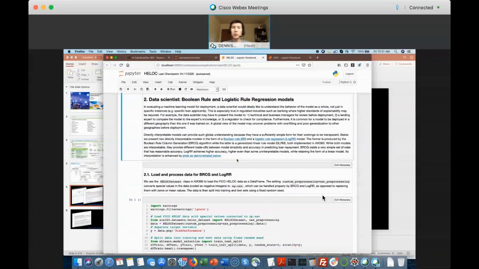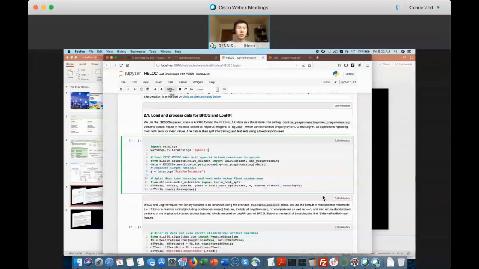So the first step here is we have to actually load the FICO data. So I'm going to more or less run this in real time as we go through this, to show you how it goes.